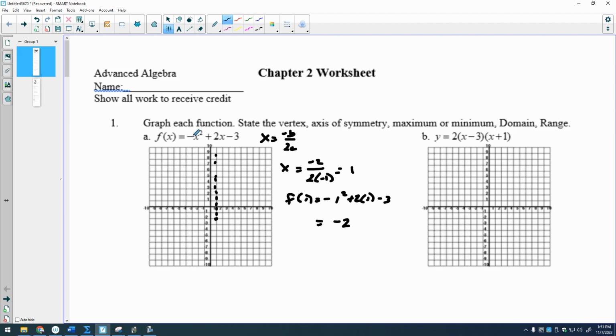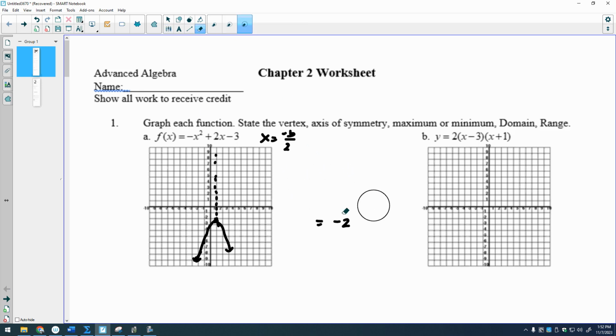My a value is negative 1, so my pattern is going to be the same as my basic y equals x squared, except it's going to be upside down. So I go over 1 and down 1, back to the vertex, over 2 and down 4. 1, 2, 1, 2, 3, 4. Okay, don't go to the point, go back to the vertex. And now sketch a graph. Probably looks like this, and so on. Okay, throw arrows on the end of this because it goes forever, and answer the questions.